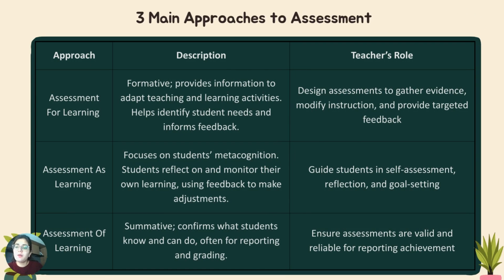Let's look at the three main approaches: assessment for learning, assessment as learning, and assessment of learning. Assessment for learning is formative, which helps teachers understand how the students are progressing. Feedback is provided to guide the learner's next steps. It informs ongoing teaching decisions. For example, a child builds a block structure. The educator observes their problem solving strategies and uses this to plan further challenges.